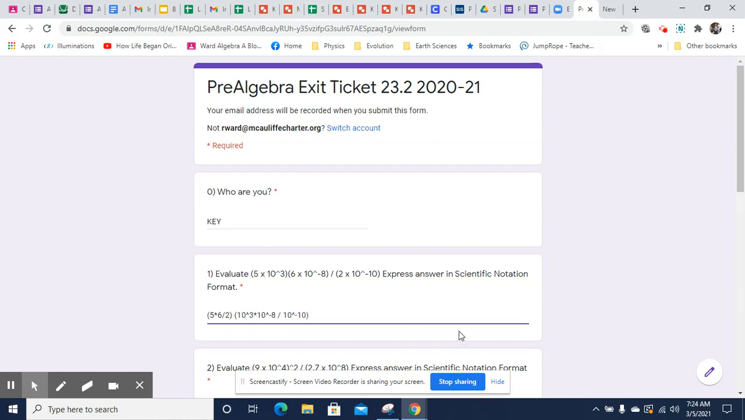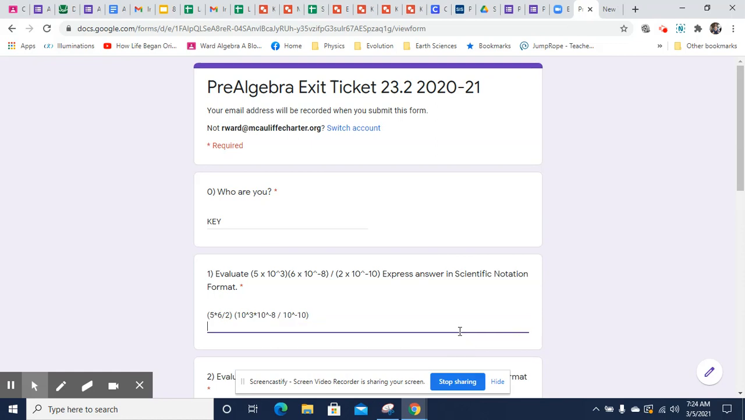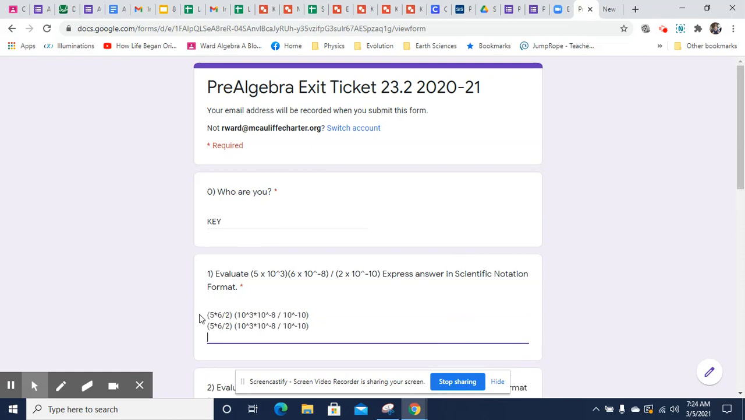And of course, I can start simplifying that. So 5 times 6 is 30. And then I can put all of this together. So I've got 10 to the third times 10 to the negative 8th. That's going to be adding the exponents. And then that's all divided by 10 to the negative 10th.